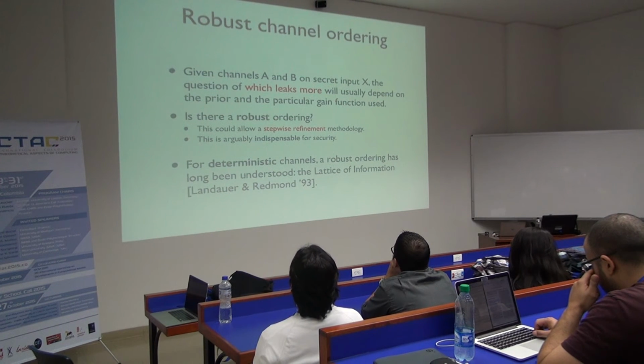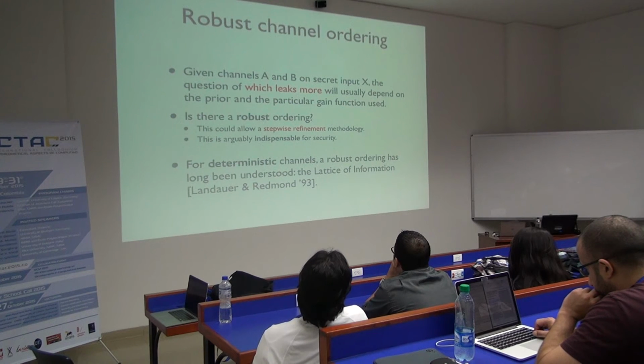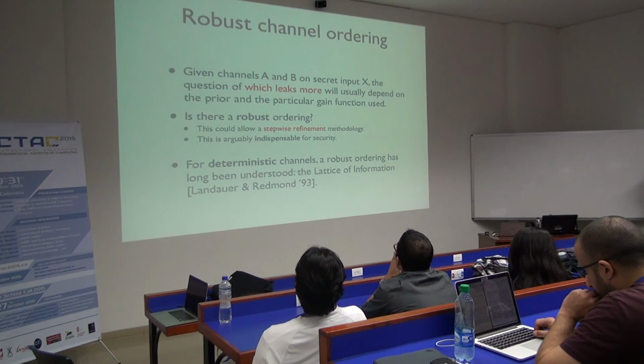Even more interesting than this, so far we're using these leakage measures, we're trying to come up with numbers, some semantics about these numbers.